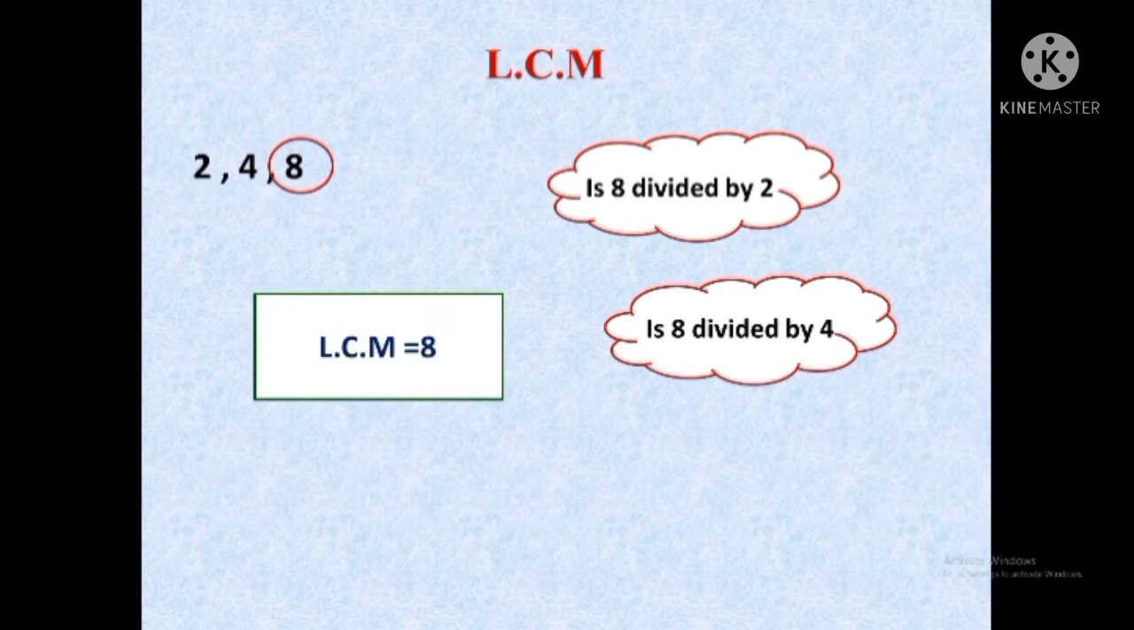Let me repeat it once again. If we have to find the LCM for some numbers, the first step is to find the biggest number among those numbers. Next, we are supposed to find whether the biggest number is divided by the other numbers. If the biggest number is divided by the other numbers, then the LCM is the biggest number only. So, let us see two more problems, then we will get a clear idea about that.